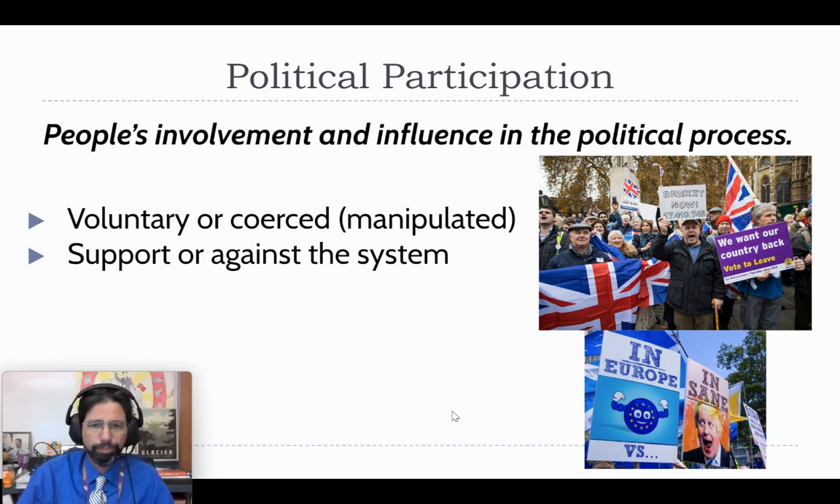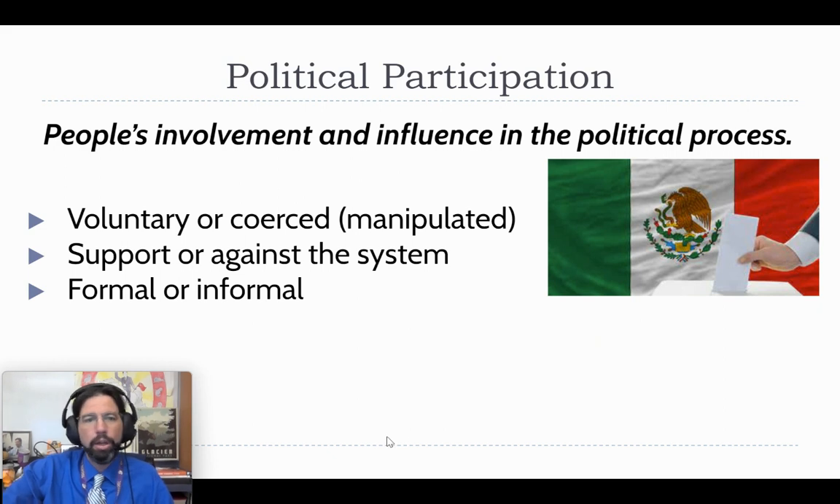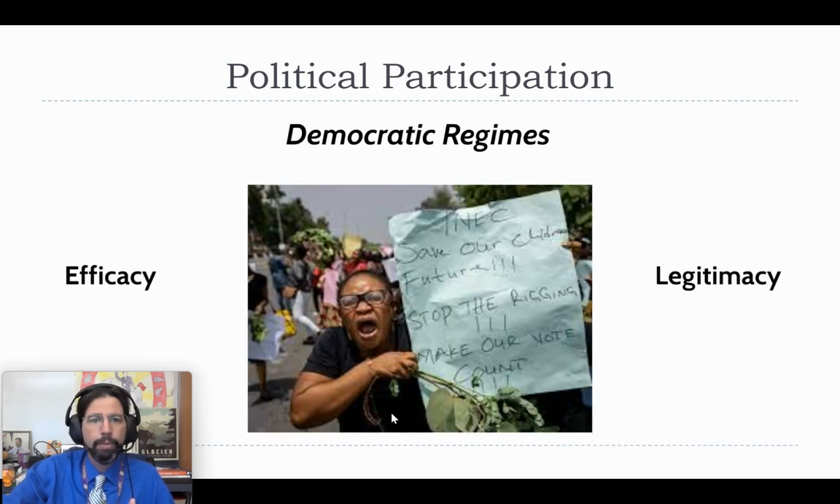We forget that, and most people think that protest is just against something. It could actually be in support of something that the government is doing. There are different types of formal and informal pieces of political participation that we're going to be looking at.